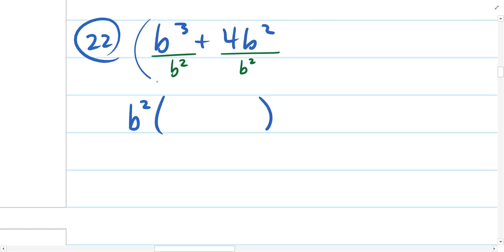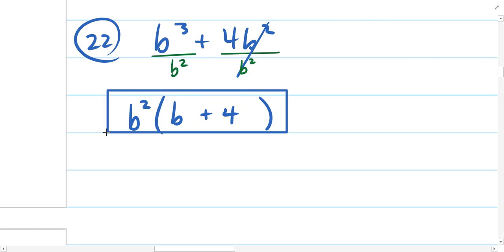So if we look at these 2 problems individually, b cubed divided by b squared, well, that's 3 b values in a row divided by 2 b values. That's going to leave me with 1 b value. In this second problem over here, 4b squared divided by b squared, well, b squareds will cancel. Both b values in the numerator and the denominator will disappear, and we're left with plus 4. And this would be a good factored result.